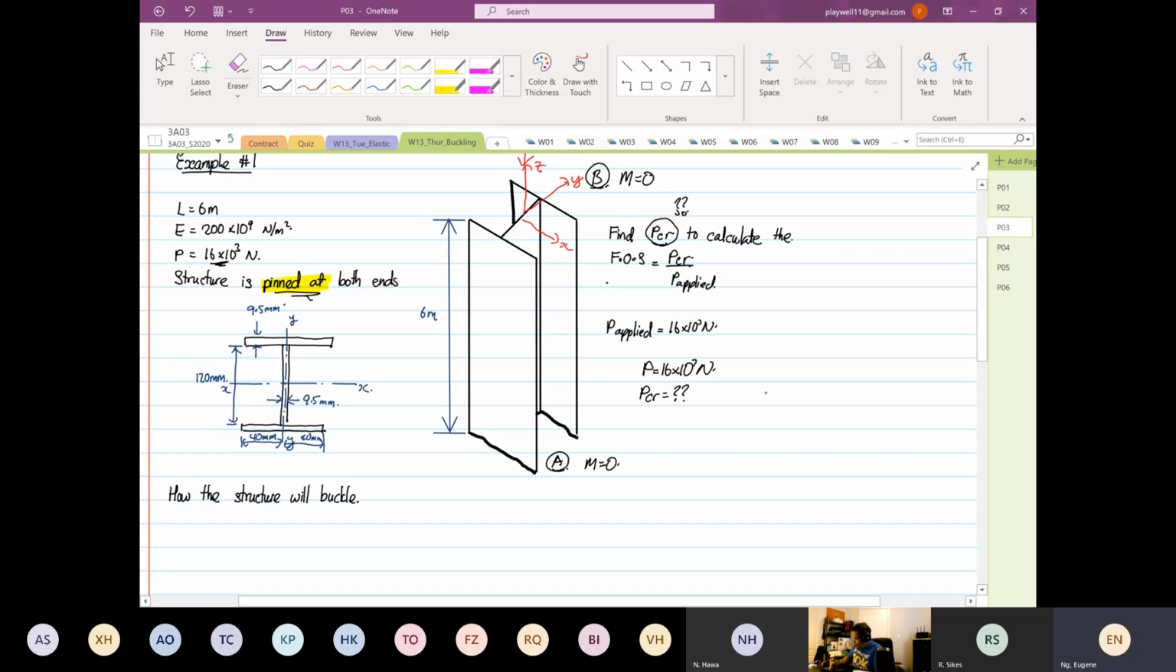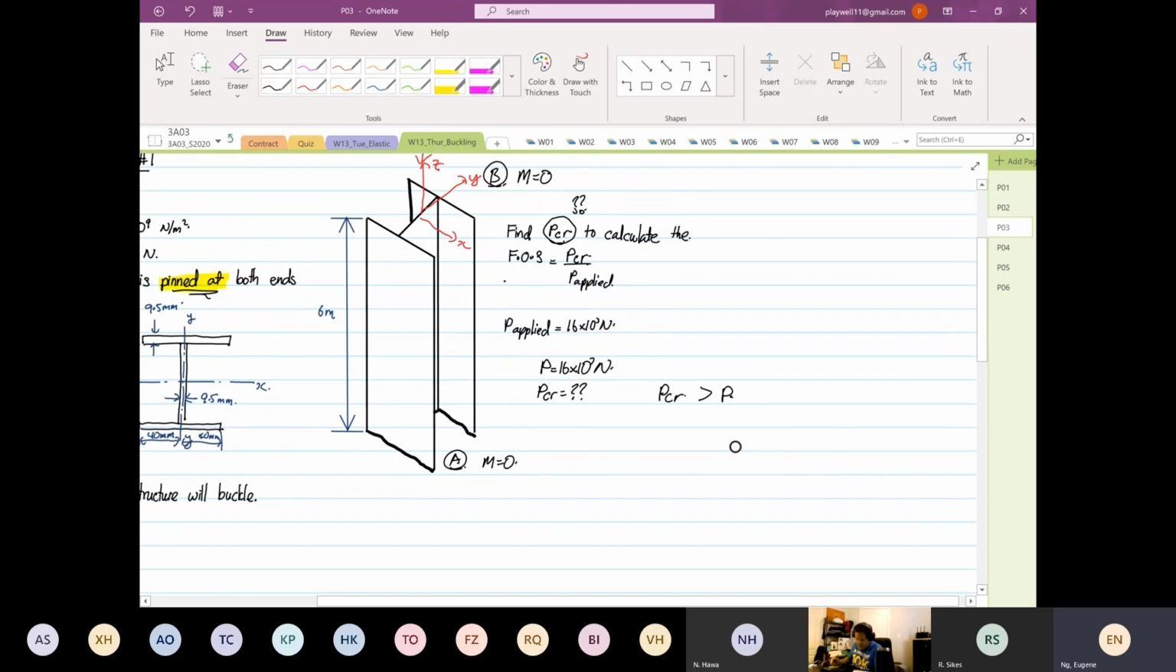If P critical is greater than P, it means the structure will not buckle. And then from here, we are going to determine the factor of safety. In fact, the question did ask to determine the factor of safety if the structure will not buckle, and the factor of safety is equal to P critical divided by P. So that's the factor of safety.